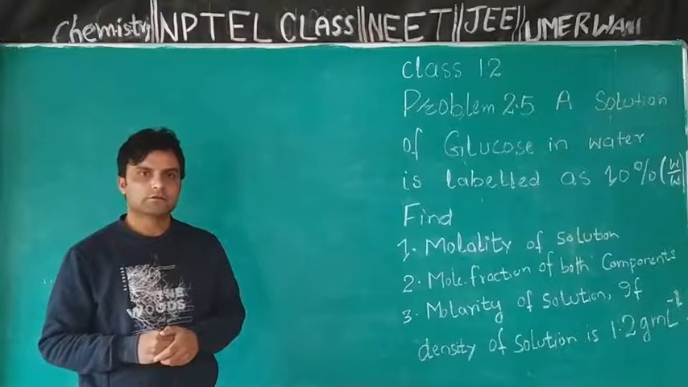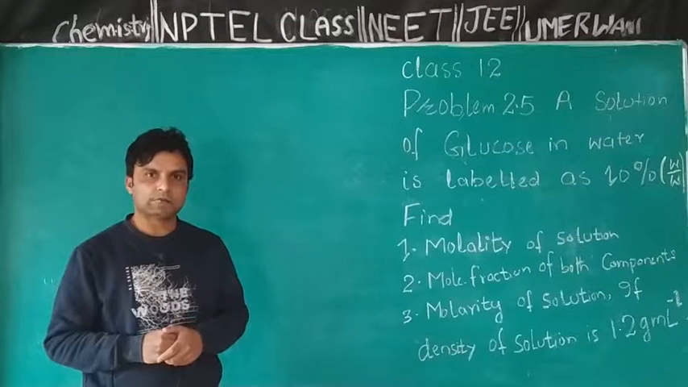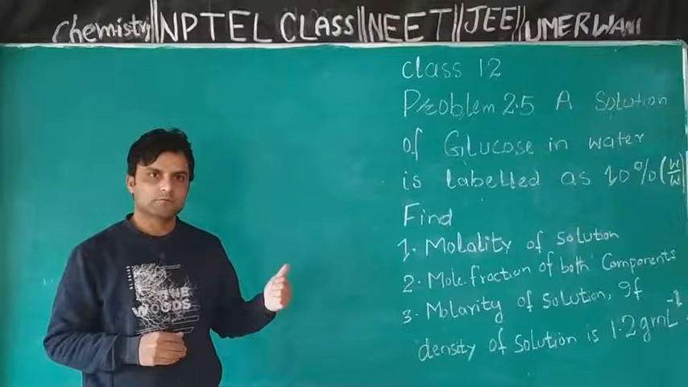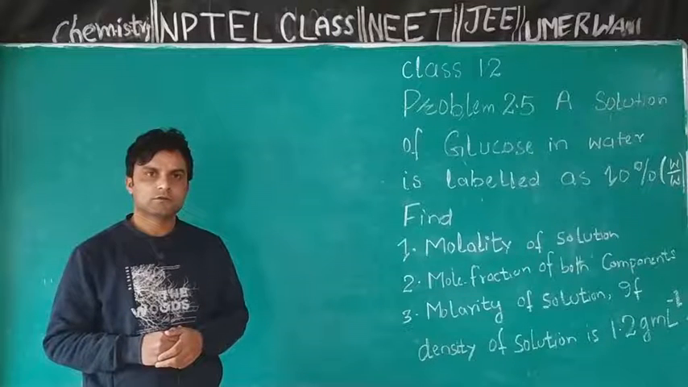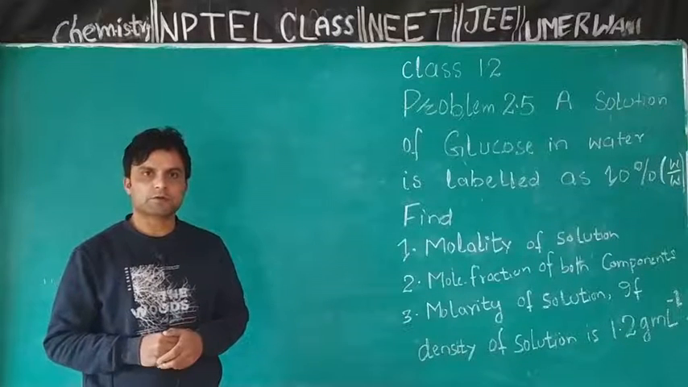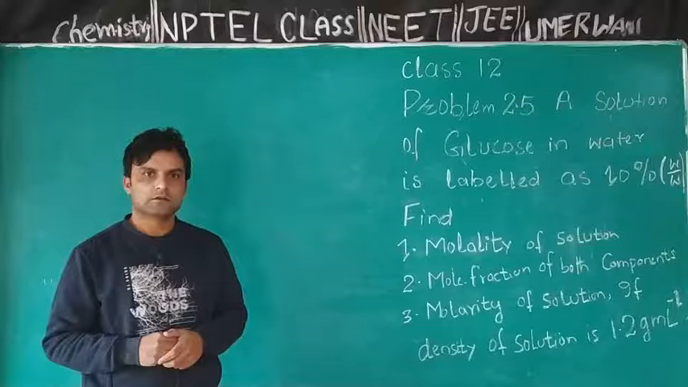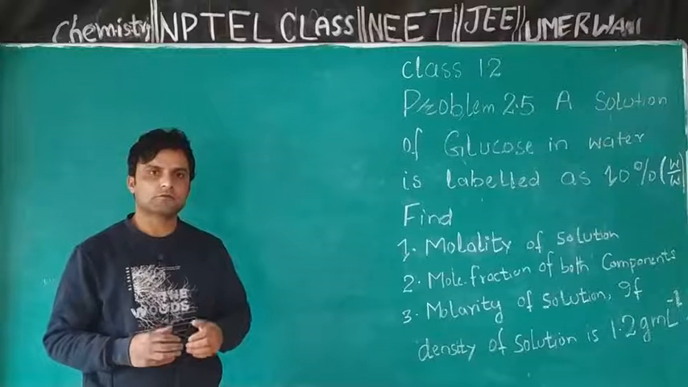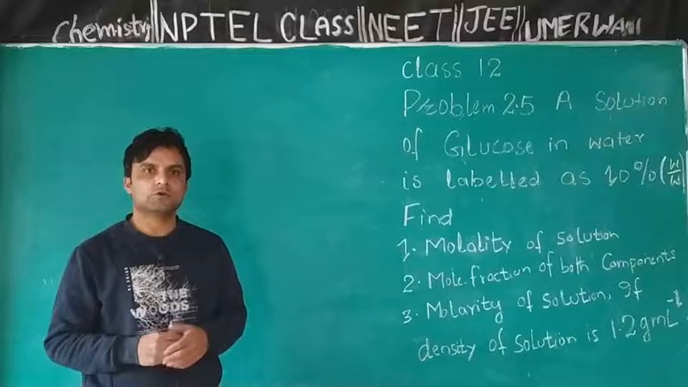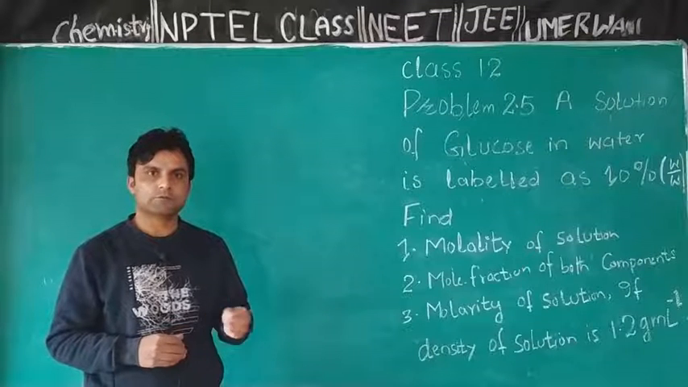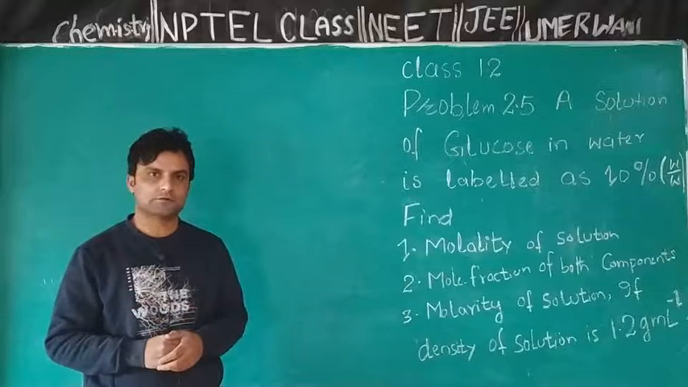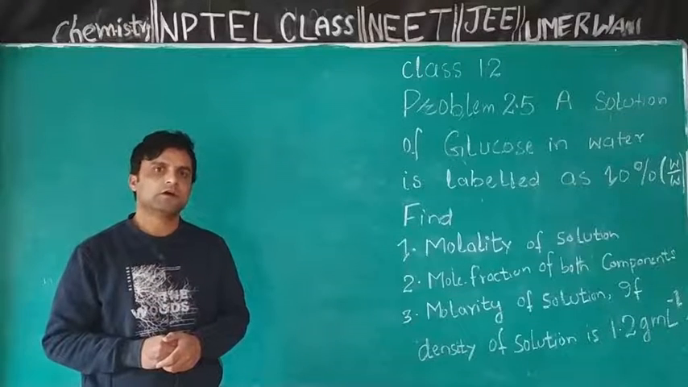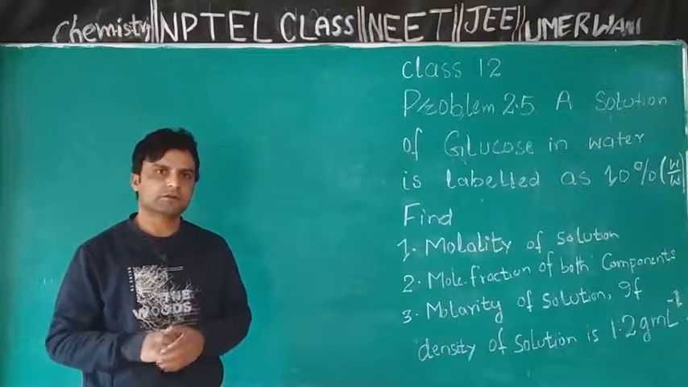And we know density is equal to mass by volume. Mass of solution is 100 gram, and density of solution is given. So if I apply the formula of density, the second known parameter to me is the volume of solution, because volume of solution will be equal to mass of solution divided by density of solution. Both mass and density are known, so volume of solution is known to me.